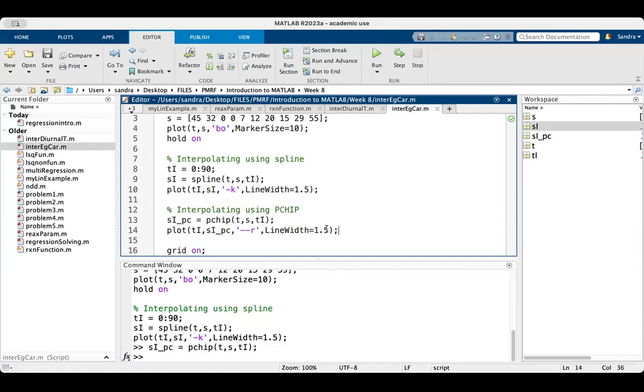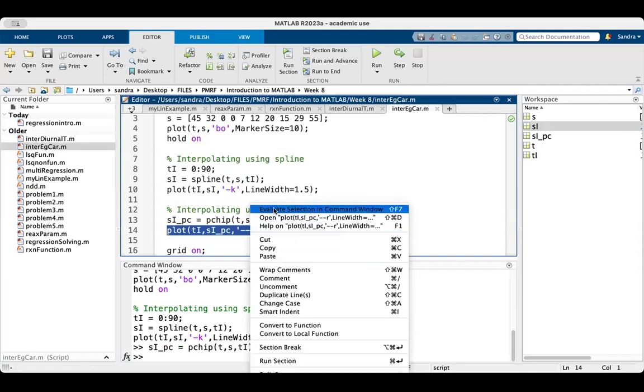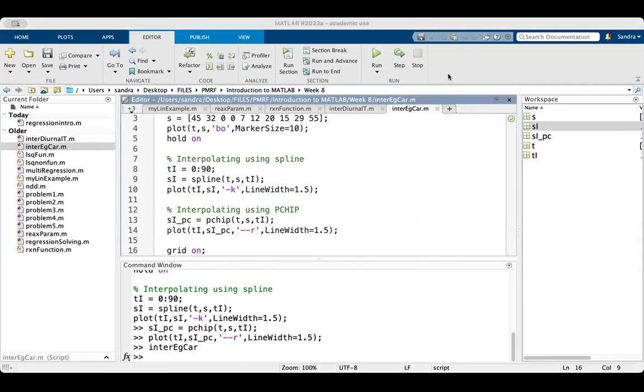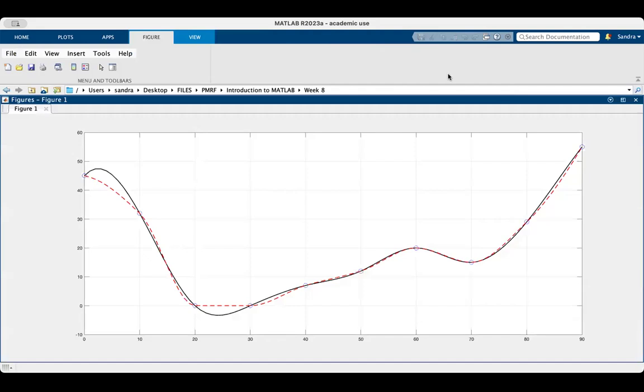Okay. And I plot it using dotted dashed red lines. Let me run the code together, only then will you understand the difference. So this is how it looks. With spline interpolation, you can see the curve is very smooth. It has a lot of curves like this. Now for the PCHIP, you get a different curve, but that curve is also passing through all your data points.